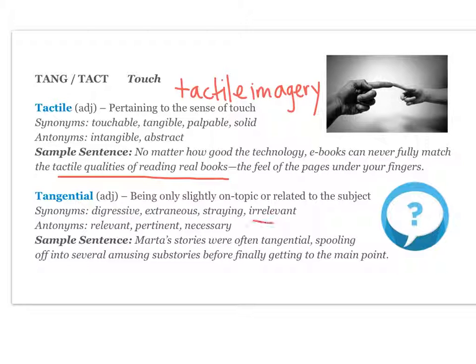Tangential means irrelevant, so not having to do with the main topic. If you talk about someone going off on a tangent, that comes from the same idea as tangential. So if you're on a tangent, you're talking about something that's irrelevant to the main topic. Your sample sentence says that Marta's stories are tangential, so they're not really relevant to where she started.